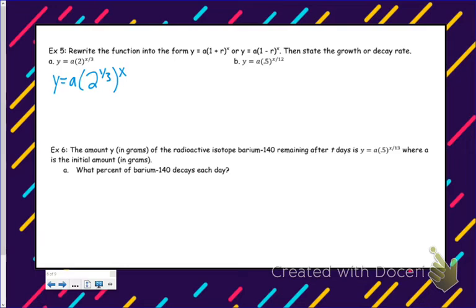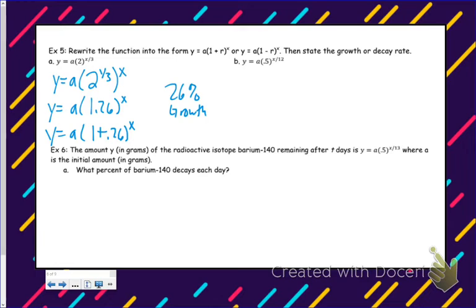Then from here, I can actually evaluate 2 to the 1/3 using a calculator. We know that's the cube root of 2, but because we're actually looking for a rate here, we do want to use that decimal so we can calculate what that is. So if I evaluate this, I would get that 2 to the 1/3 is 1.26. So in that model, this would be 1 plus 0.26 to the x. So this is obviously showing growth because it's greater than 1, and specifically that percent would be 26.